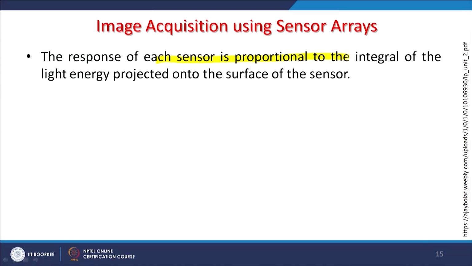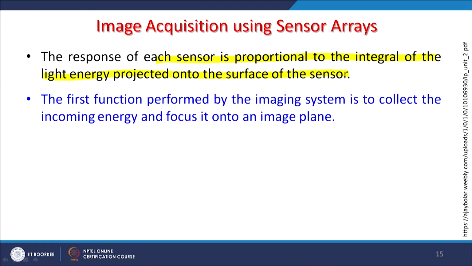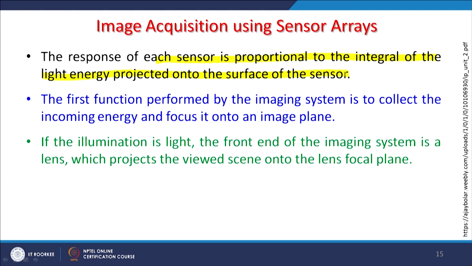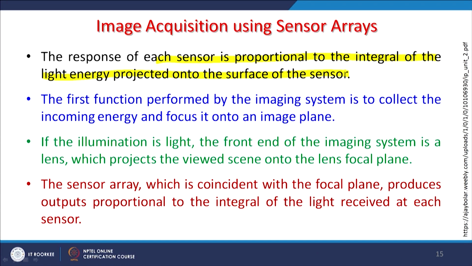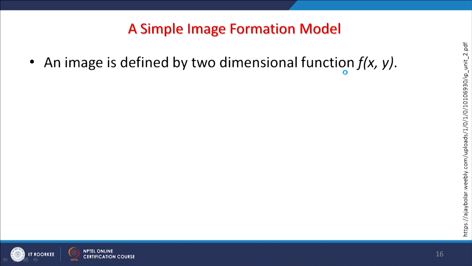So, the response of each sensor is proportional to the integral of the light energy projected on the surface of the sensor, and the function of all these should be very much perfected. And that is, the calibration part is most important in linear array or any such sensors or sensing devices which are put on satellite images.